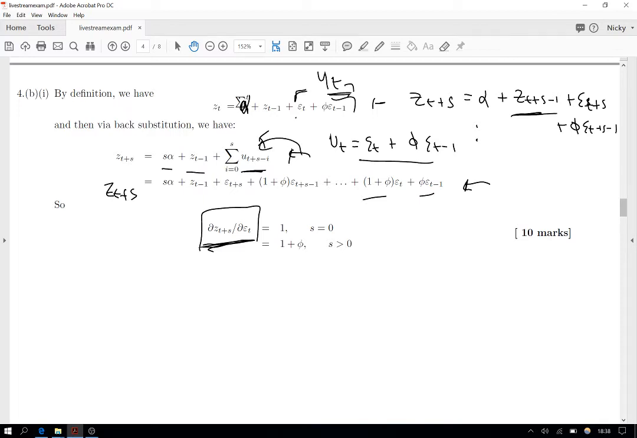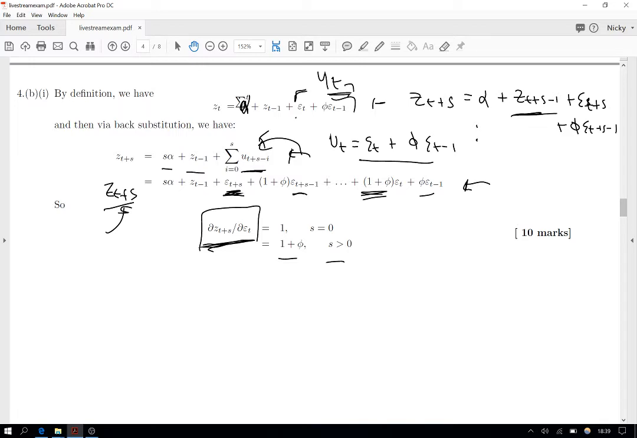Well, this is it. So now we've got to differentiate this with respect to epsilon_T for all the S's. Well, we can see when S equals 0, then we just get 1. And when S is greater than 0, we're going to get 1 plus phi. And we can see that here. When S equals 0, this is just epsilon_T here. So when we have different S's, all we've got to do is work out where epsilon_T appears for different S. If S equals 0, epsilon_T is just here, and when we differentiate both sides with respect to epsilon_T, we're going to get a 1 at S equal 0. And for all the other S, from S equals 1 onwards, when we differentiate, we're going to get 1 plus phi for all the remaining S.